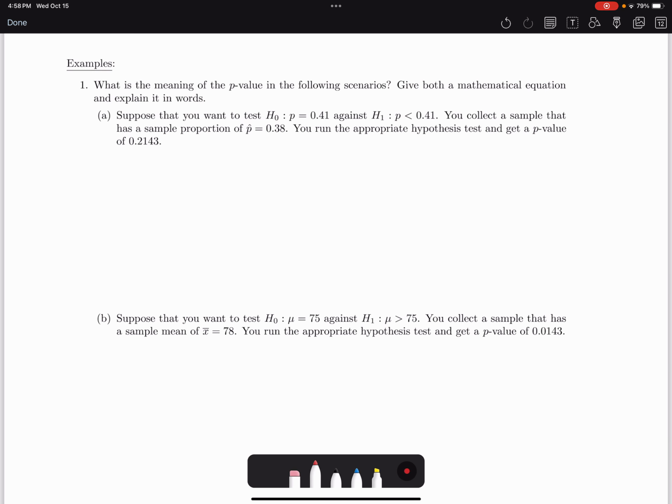Let's practice interpreting p-values. This is something we've done many times before, but we'll do it again here. So it says, suppose you want to test H null p equals 0.41 against H alternative, p less than 0.41. You collect a sample that has a sample proportion of p hat equals 0.38. You run the appropriate hypothesis test and get a p-value of 0.2143. So we're asked to interpret that p-value. We're asked to give both a mathematical equation and explain it in words. Since we've done these kinds of things before, I would say go ahead and give the video a pause and give that a try.